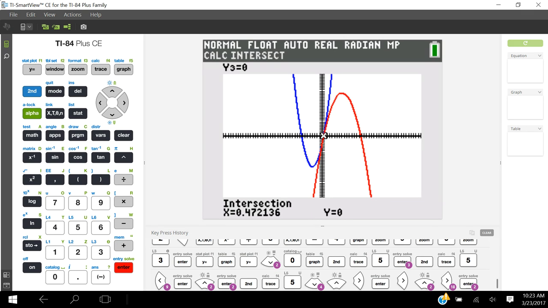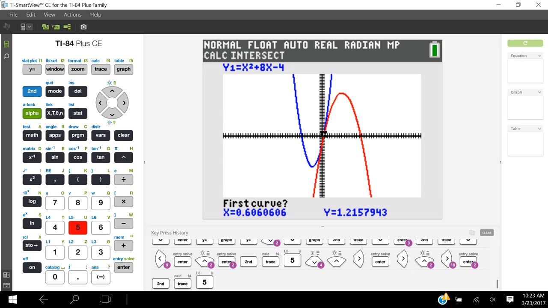0.472136, 0. You know, this is just for myself, so you can skip this part. Okay, I want it to be on the red one. Enter. Black one. Go. It's actually not exactly, but it's pretty darn close.